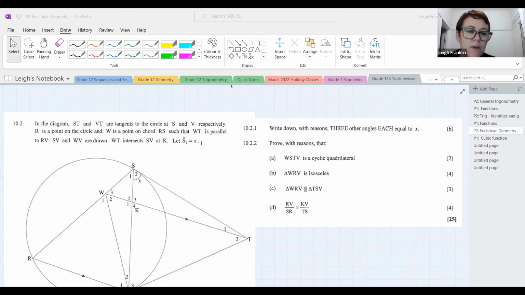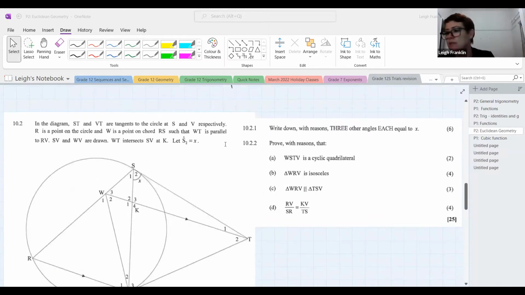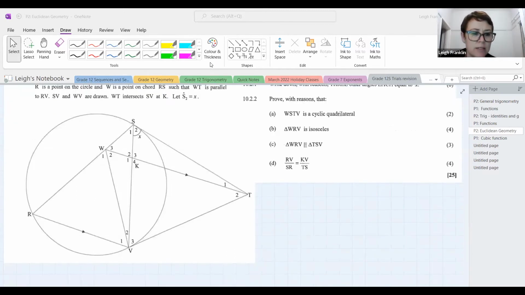All right, so everything that they've told us in the information is on the diagram. So remember, matric, really important. Read the information first. Think about why they have told you things are tangents or diameters or chords or whatever the case is, because those are clues to help you answer the questions. Now they want us to write down with reasons 3 other angles, each equal to X. I'm just going to move that down a little bit. Hopefully you guys can see that okay.